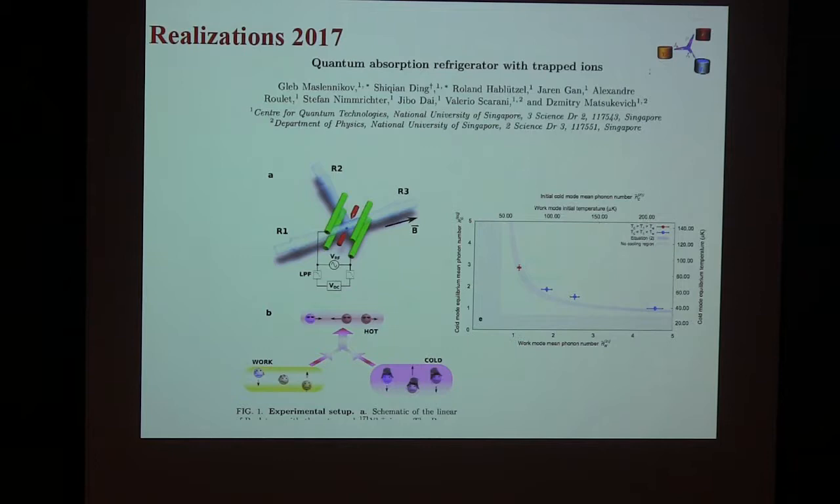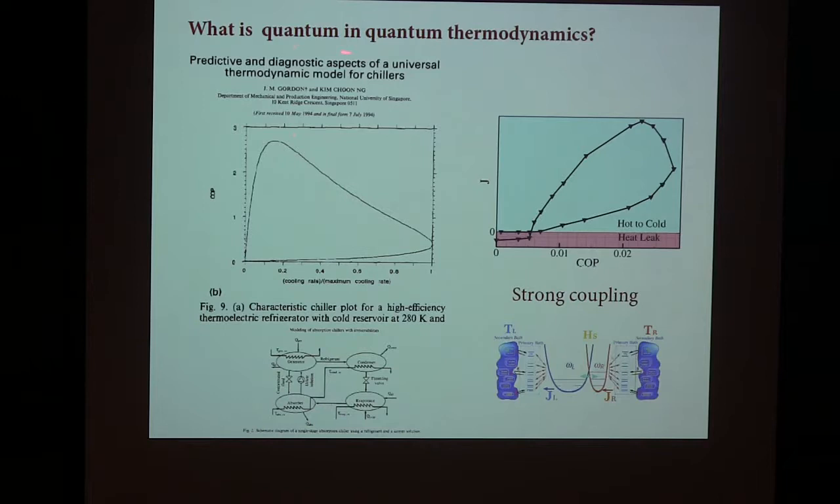Okay, so now we can ask, what is really quantum in this refrigerator in general? So I took this graph from a friend of mine, Jeff Gordon, who was in the desert. In this case, he was in Singapore and worked on air conditioners. And it's the same graph as I showed you before. The COP is the efficiency of the refrigerator. And here's the cooling current, and you can see this kind of graph, here's the maximum efficiency and here's the maximum power. And this is a model, I won't describe it here, that's strong coupling, and you can say it's a driven refrigerator.